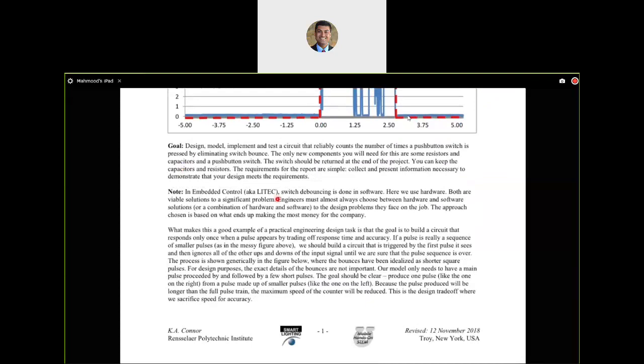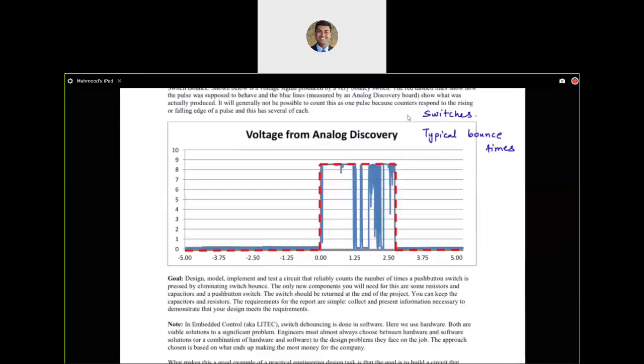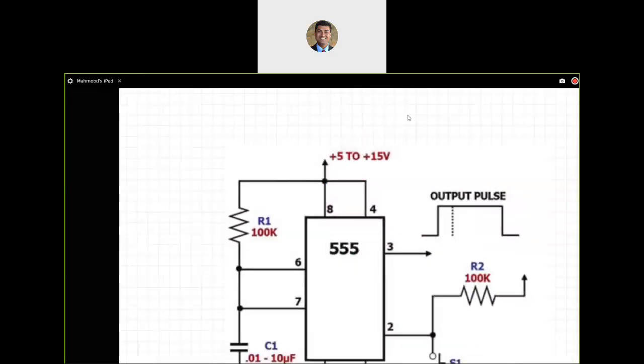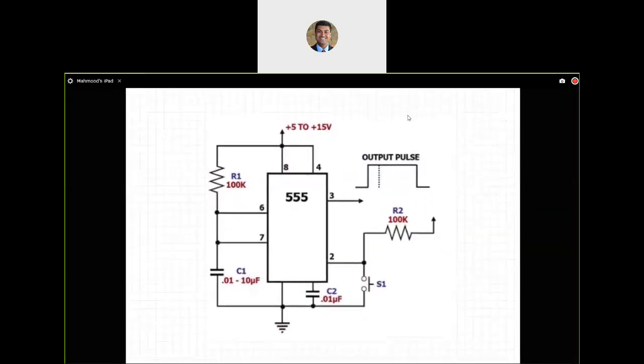The notes over here talk about the fact that we can do this in software, which we have talked about. So let's move on. Typically, if you are doing this in class, you would go online and look for example debouncer circuits that are based on the 555 timer, and you would pick out a design that appeals to you.